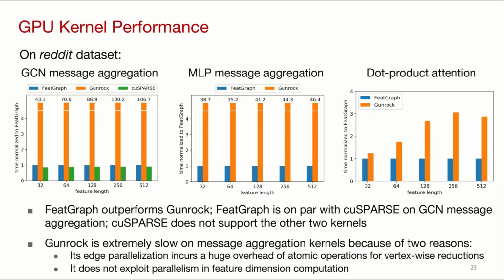We noticed that Gunrock is extremely slow on the message aggregation kernels. That's because of 2 reasons. First, its edge parallelization incurs a huge overhead of atomic operations for vertex-wise reductions. Second, it doesn't exploit parallelism in the feature dimension computation.